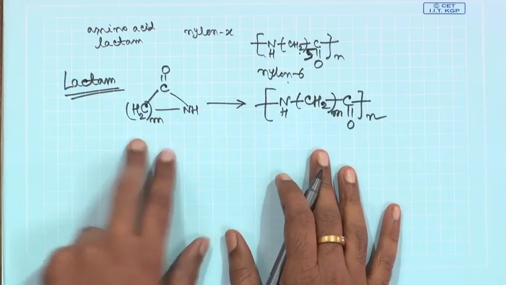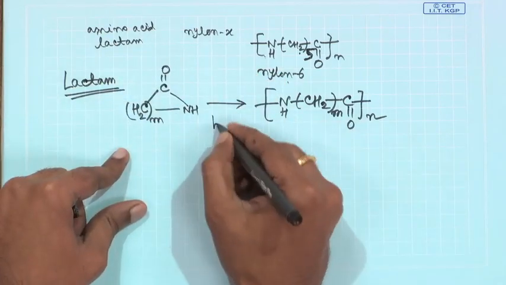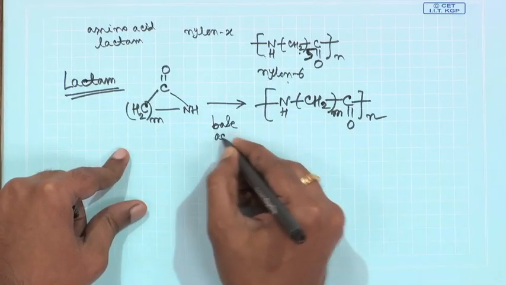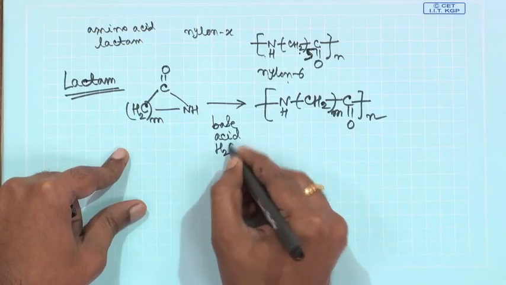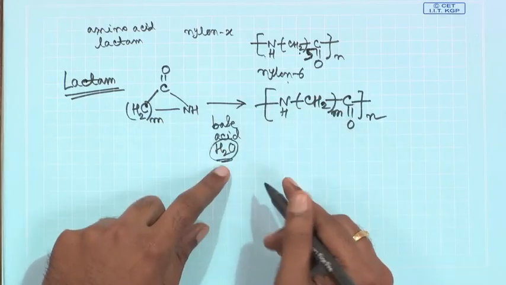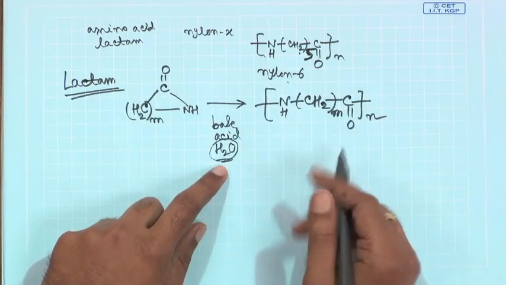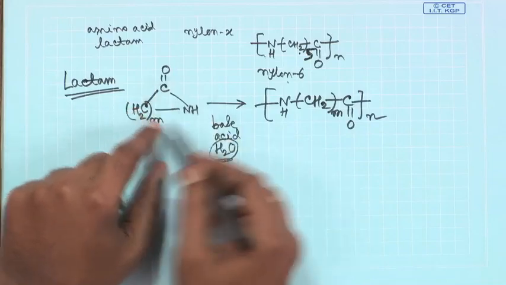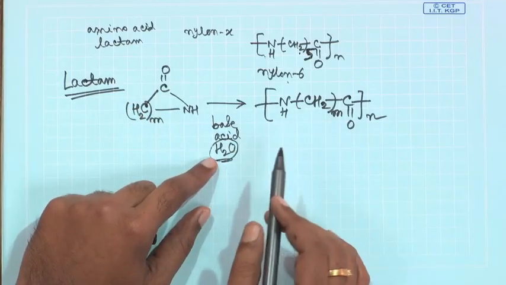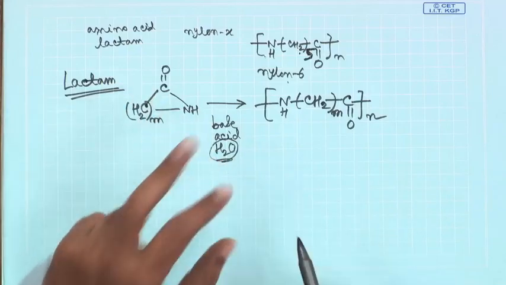Now, this kind of ring opening polymerization could be initiated by the presence of base or the presence of acid or even by just presence of water. When water is used to do this polymerization, basically this is called hydrolytic polymerization. So, the initiation of the reaction by water is most often used in the industrial polymerization starting from lactams.